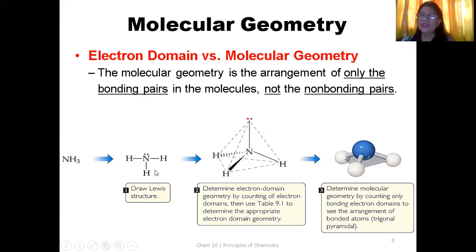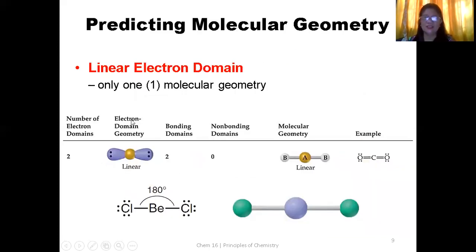So how many electron domains in the nitrogen? There will be 4, electron pairs. But how many bonding pairs? There will only be 3 bonding pairs, 1, 2, 3. How many non-bonding pairs? 1. This is 3 bonding pairs, 1 non-bonding pair. That is for ammonia.